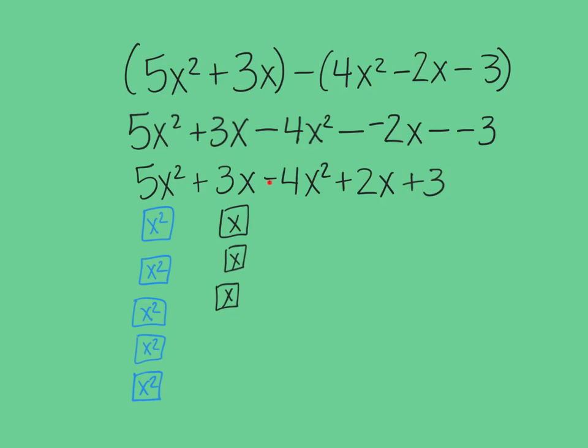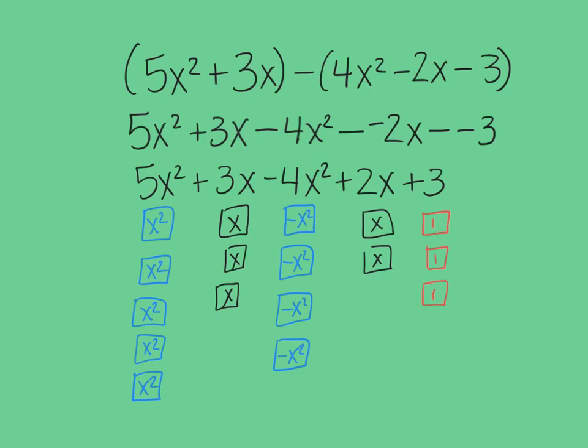Then we have a negative 4x squared. So I'm going to have 4 tiles, but this time there will be a negative x squared in each of them. Then next I have a plus 2x, a positive 2x. So that means I can have 2 tiles with a positive x. And then lastly we have plus 3 or positive 3. So I'm going to have 3 tiles, all with a positive 1.